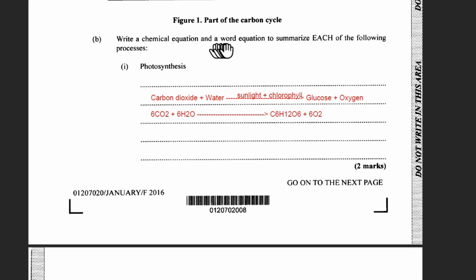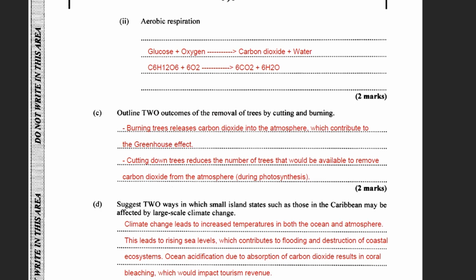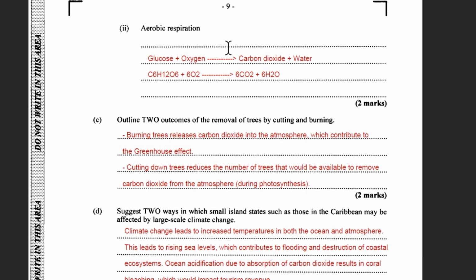Write a chemical and a word equation to summarize each of the following processes. Photosynthesis, did this already. Carbon dioxide plus water, with the help of sunlight and chlorophyll, gives you glucose plus oxygen. Here we have the chemical formula. And aerobic respiration is kind of the reverse of that, where we have glucose plus oxygen gives you carbon dioxide and water. C6H12O6, that's glucose, plus 6 molecules of oxygen gives you 6 molecules of carbon dioxide and 6 molecules of water.